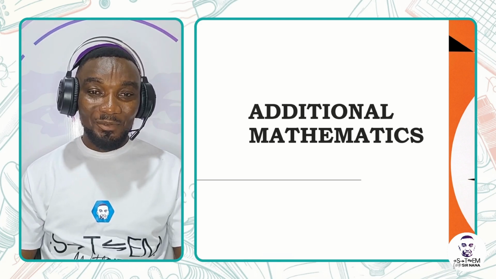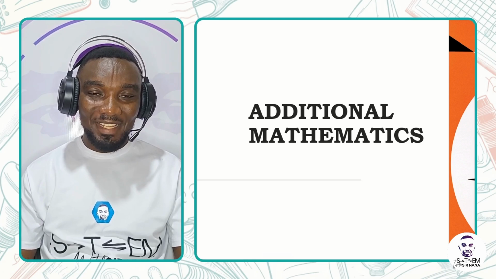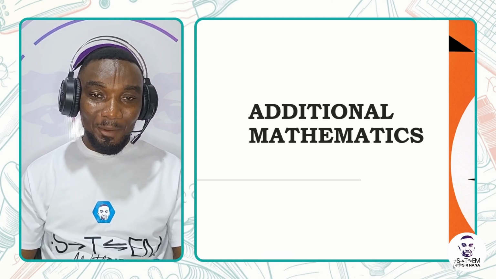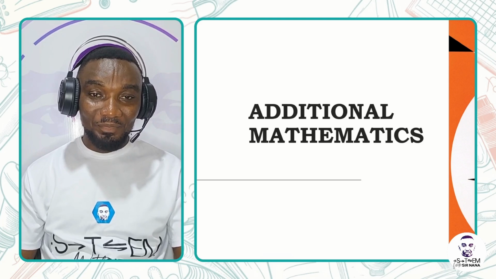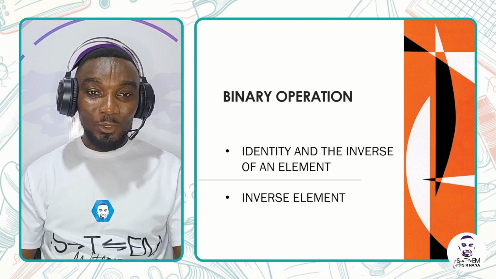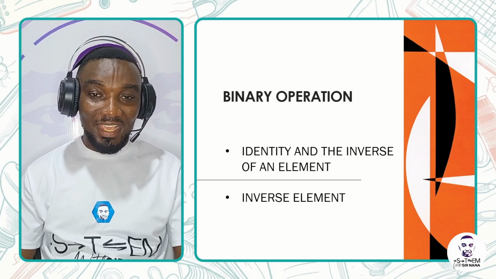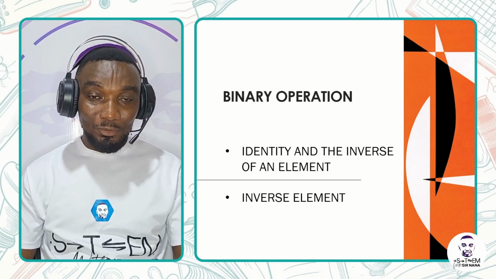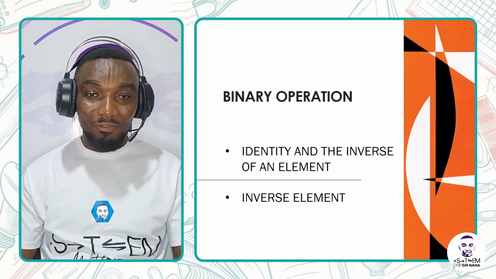In our previous lesson, we considered the inverse element of a binary operation under the various operations, which are addition, subtraction, multiplication, and division. In this lesson, we want to look at the inverse element of a binary operation with variables, which is a, x, and y, and to be able to give a general way of finding it.